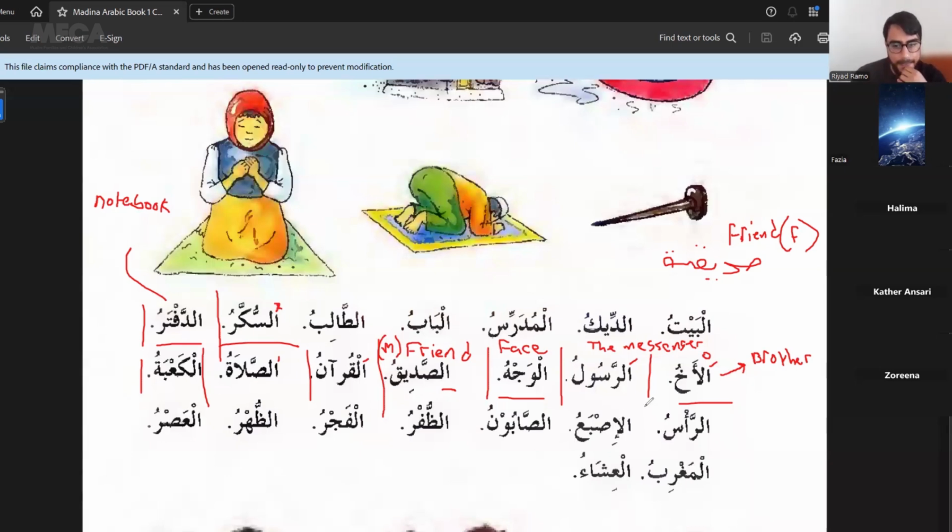Next one. Ar-Ra'su. There's a sukoon on a hamza, so it's like "ra." And what is that? Some of these you can't tell the vowel because it's so small. Even for me, it's very small. I have to use a magnifying glass. Ar-ra'su is head. The head.